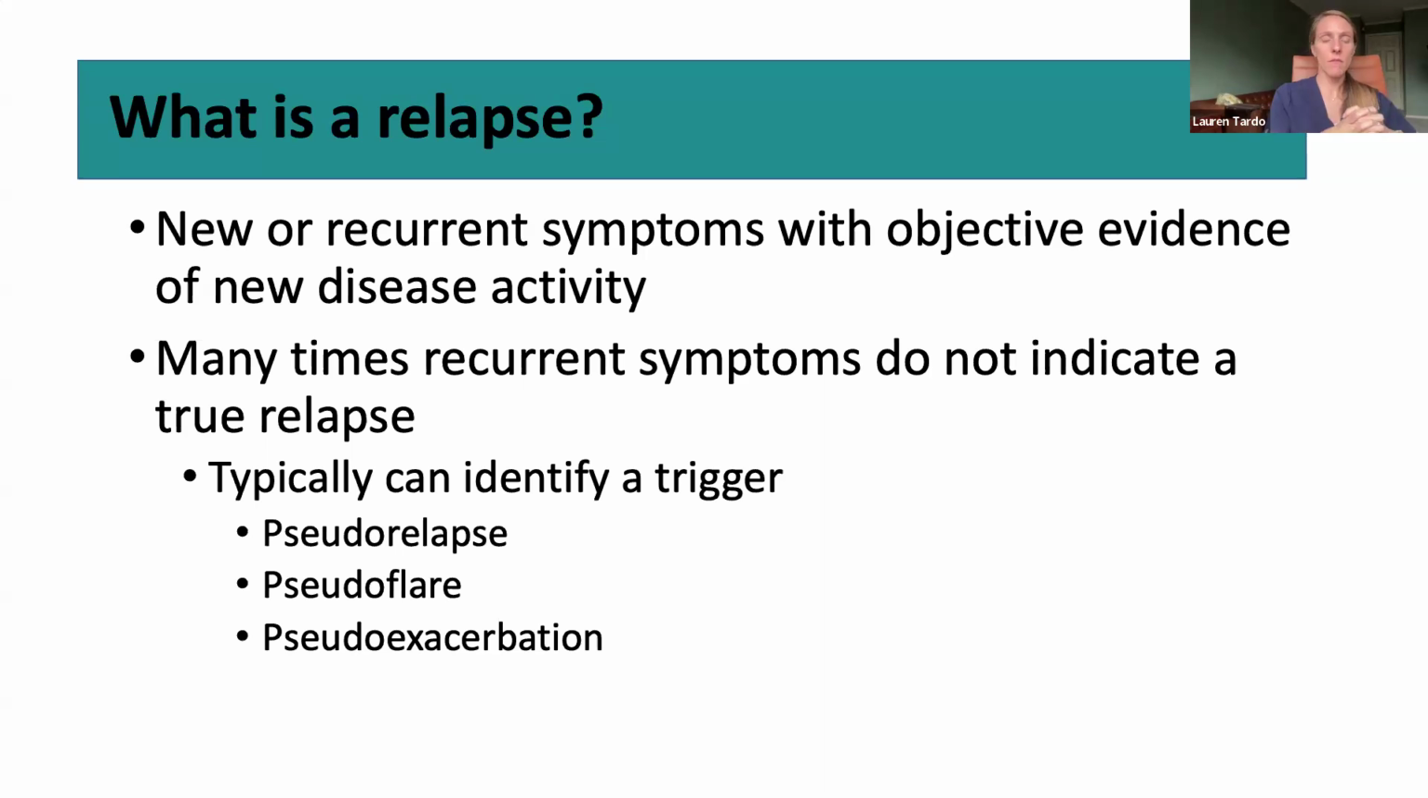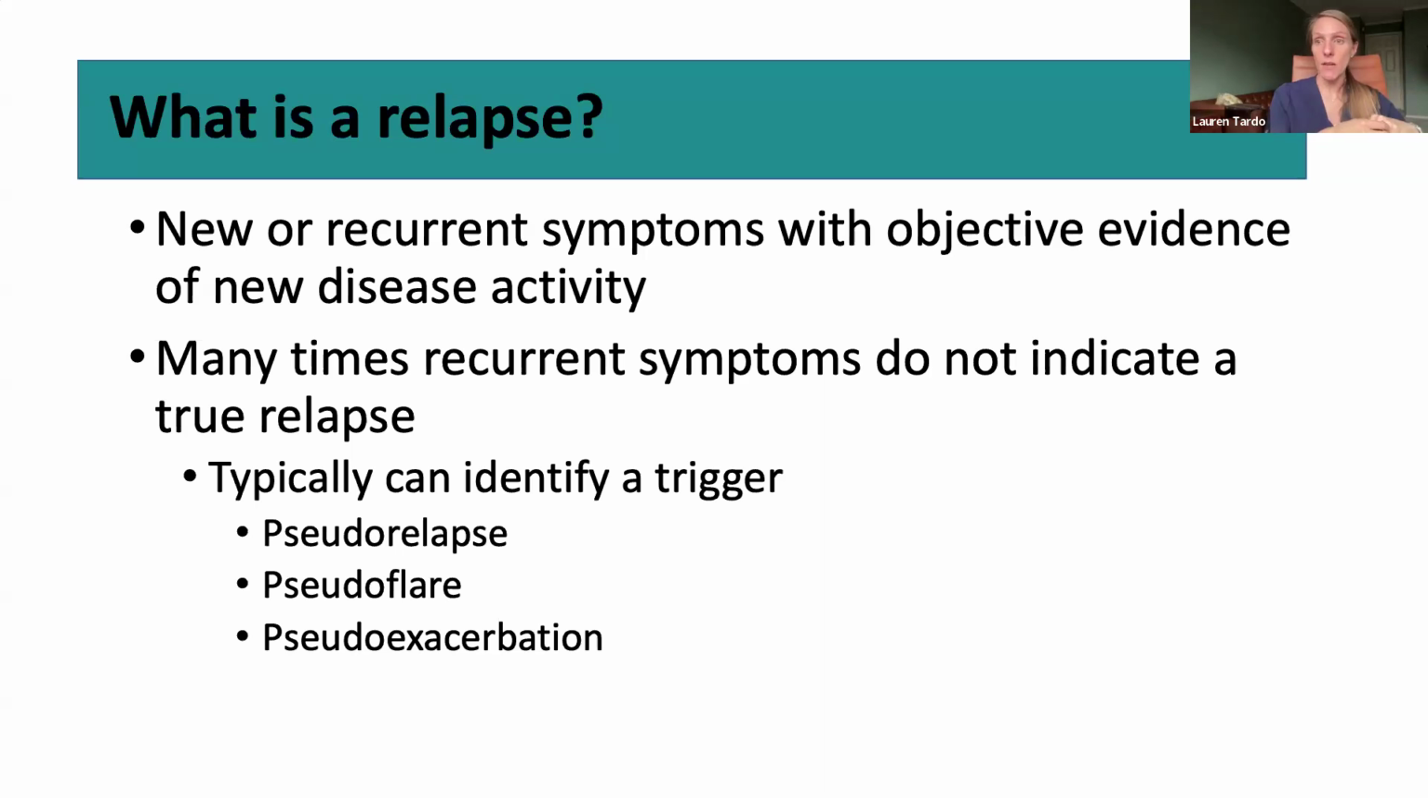And so if a patient called me with symptoms and it's symptoms they've had in the past, I'm not usually as concerned because a lot of times we can identify a trigger. They have a fever. They have an infection. They didn't sleep well. They're under a high amount of stress at work. And so it's very common when there's a stress on the system for old symptoms to kind of come back.